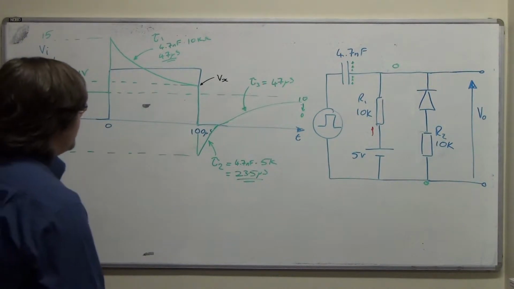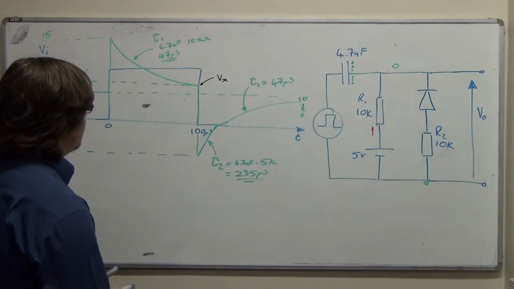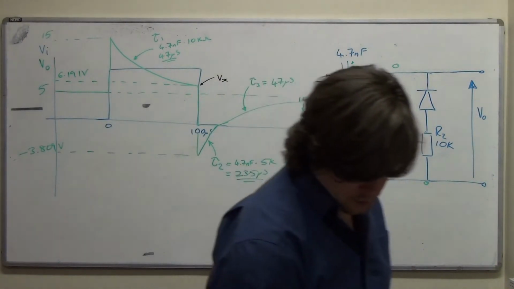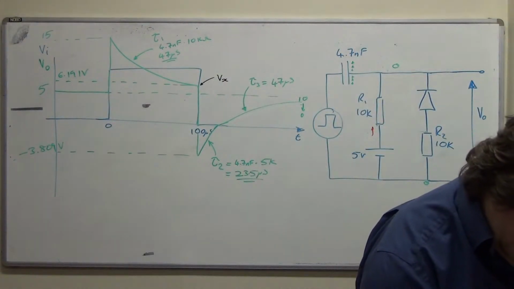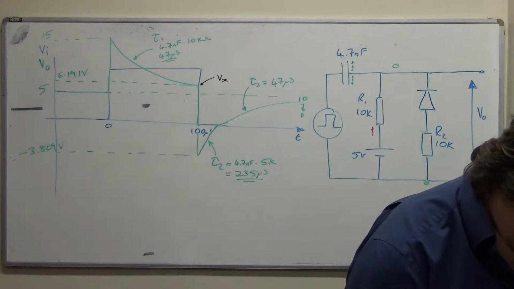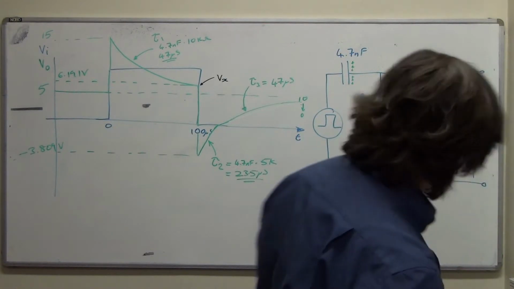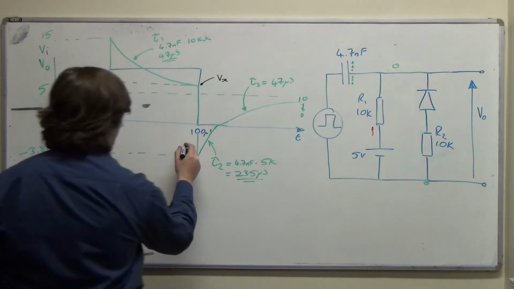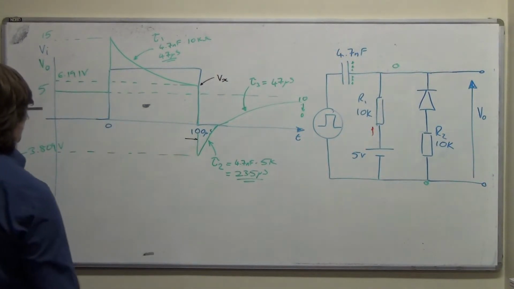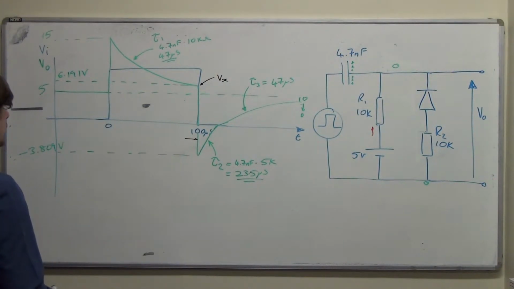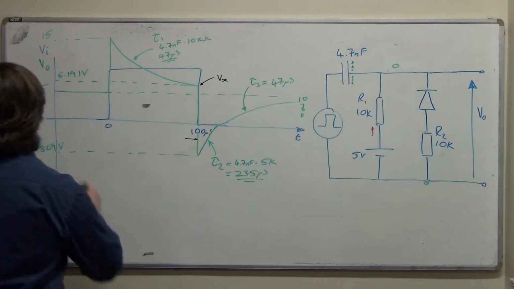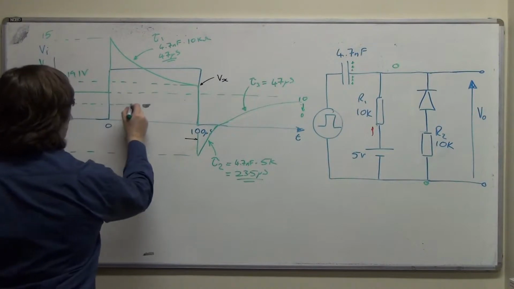Well, that's fairly involved, and the question's actually asking us to calculate the time for which VO is below 2.5 volts after the falling edge of the input pulse. So we're looking from here onwards, this is the falling edge, how much time does it spend below 2.5 volts? Well, 2.5 is just here.